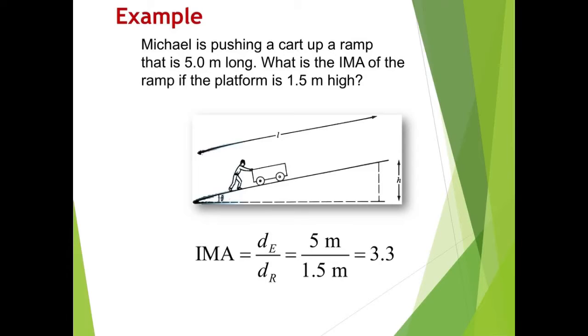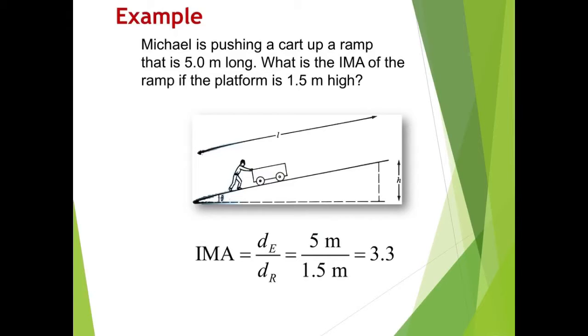So as I showed you before, the length of this slope or ramp is going to be my distance effort. So I've put 5 meters here. And my distance of my resistance is going to be the height of this ramp, or basically the distance that it traveled from the ground to the top of the platform, which is 1.5 meters high. So I plug that into my calculator, 5.0 divided by 1.5, and I get 3.3. So my IMA, or ideal mechanical advantage, would be 3.3.